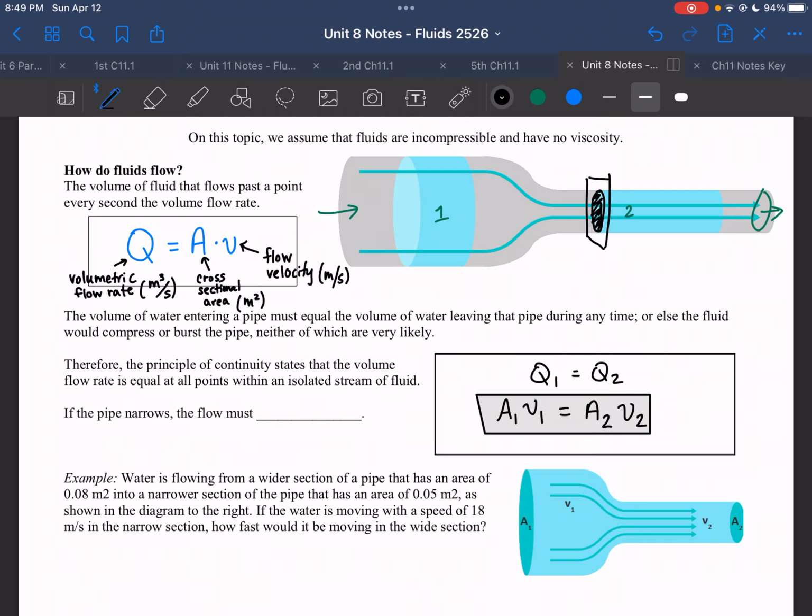So if the pipe narrows, the flow must, and when I'm saying flow, I'm talking about the speed here. As the pipe narrows, that means the cross section is going to decrease. Since Q has to stay the same, the velocity must increase to account for that. So the flow must increase in speed.